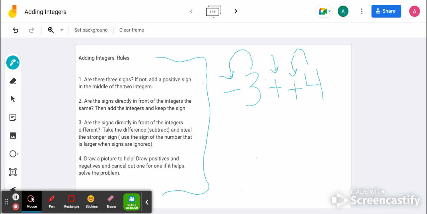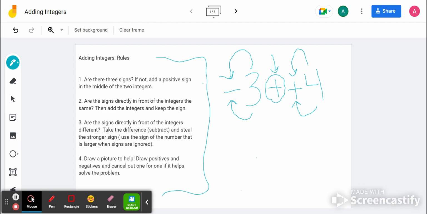Okay, so remember, we want to check that this middle sign is positive. Then we proceed. Are the signs directly in front of the integers the same? Well, in front of the 3, we have a negative sign, and in front of the 4, we have a positive sign. So they are not the same. So we are not going to do number 2. Go on to number 3. Are the signs directly in front of the integers different? Yes. Then take the difference, subtract the two numbers, and steal the stronger sign.